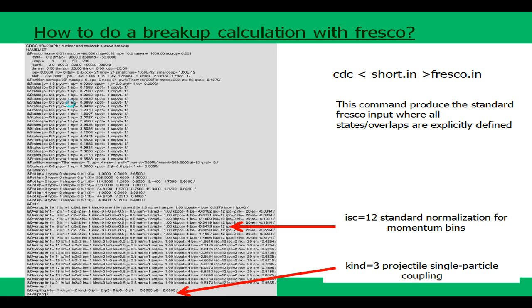Final comment here on the last line. There's this line called coupling, and this coupling line contains the type of coupling. In this case, it's kind 3, and kind 3 stands for single particle coupling of the projectile. So we're including single particle excitation of the projectile. If you wanted to include single particle excitation of the target, it would be 4. If you wanted to do transfer, it would be something else. Depending on what sort of couplings you include in your coupled channel equation, this number will change.